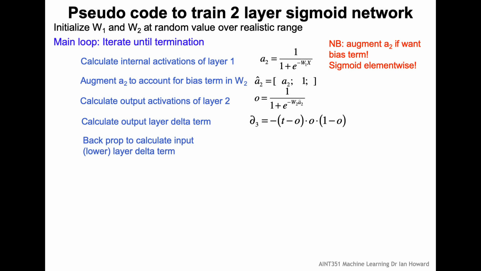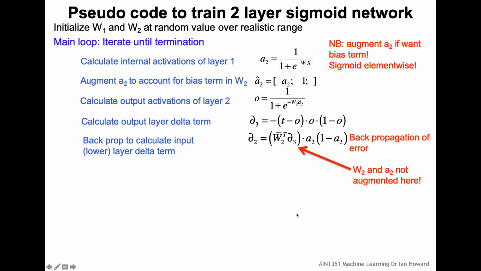Now we have to calculate a back propagation term. We need to now calculate the lower level delta function, and this is basically calculated by calculating the transpose of W2 multiplied by delta 3, which is the delta term we have here, but then we multiply it by also the activation coming out of the first layer multiplied by 1 minus the activation.